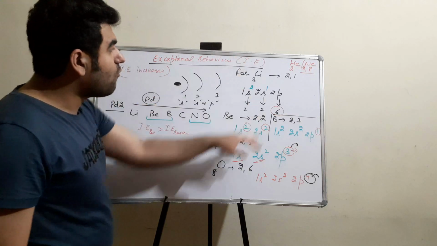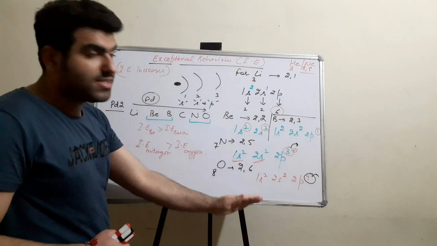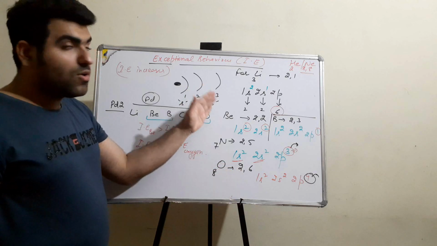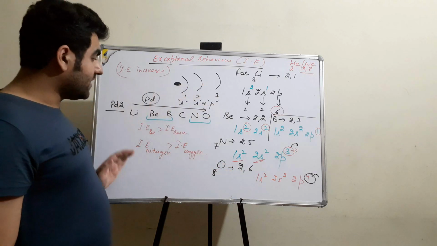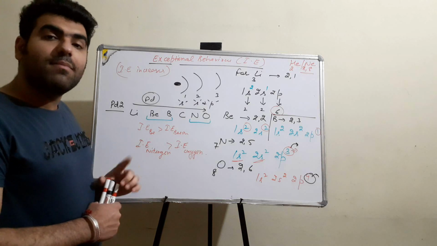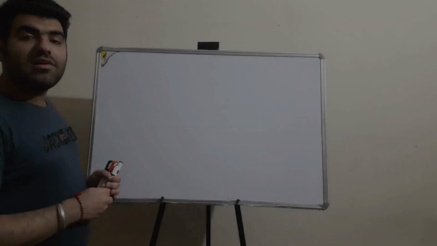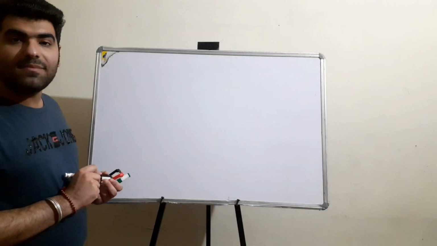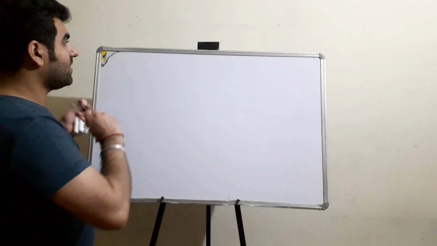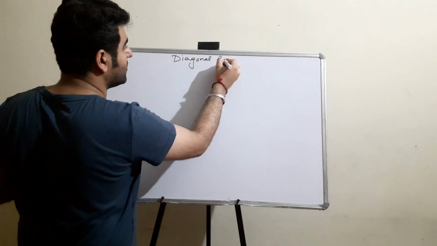Alright. So this was about the exceptional behavior of the ionization energy, and this concept about the subshell is required to be understood in order to understand these exceptions. In the next part, we'll discuss an important concept known as the diagonal relationship. Alright, so now let us start with the next concept, the diagonal relationship.